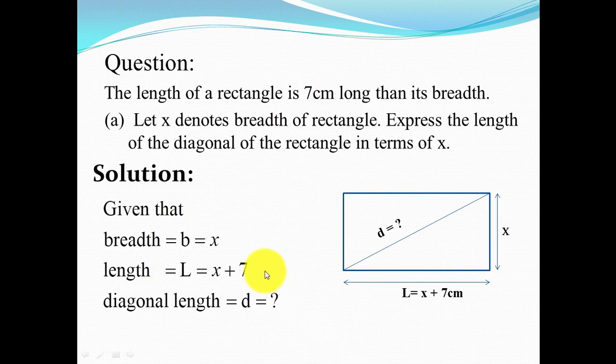Next, another abstract problem: the length of the rectangle is 7 centimeters longer than its breadth. It means that the breadth is given. Let x denote the breadth. Here x is the length of the breadth, and the statement is that the length of the rectangle is 7 centimeters longer than its breadth. It means that breadth plus 7 centimeters is equal to the length of the rectangle.